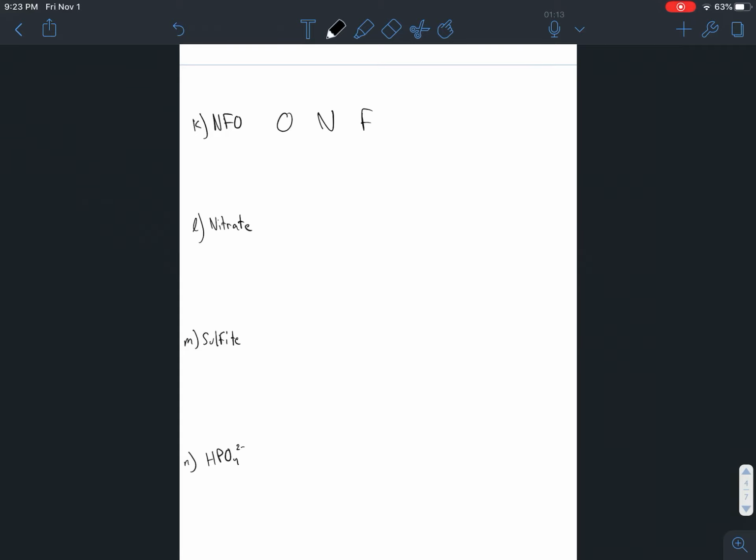So nitrogen has 5. Fluorine has its 7. Oxygen has its 6. Nitrogen has its 5. Let's put 1, 2, 3, 4, 5. Okay, and I used my eye of faith to look into what I thought the Lewis structure would be from the get-go. But those are all the electrons, and then you just kind of play a game where you attach them together.